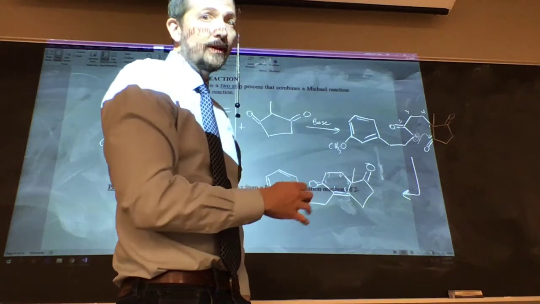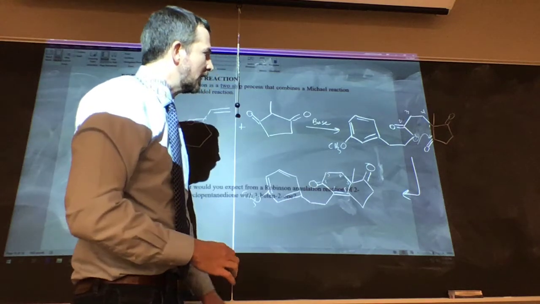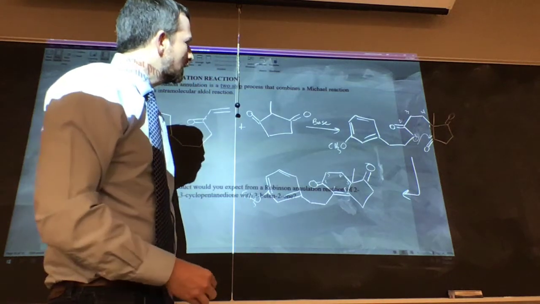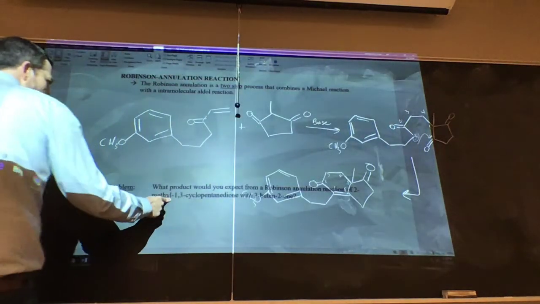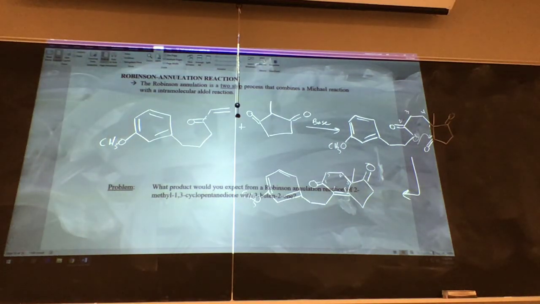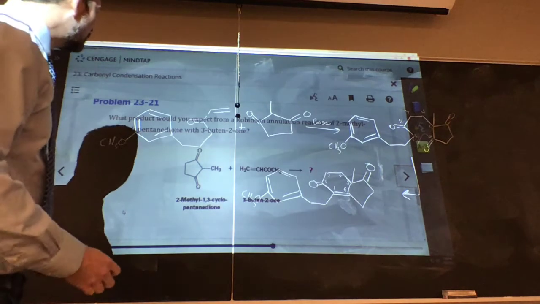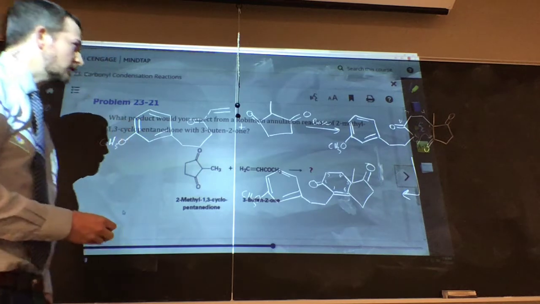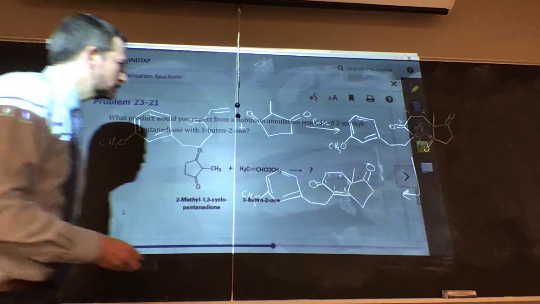So let's look at some of the examples in the book that are not quite that complicated, because I won't have all this other stuff attached to it, and we'll break it down a little simpler then. So what I'm going to do is work this one, but it's also one of the problems in your book. It says, what product would you expect from Robinson annulation reaction of 2-methyl-1,3-cyclopentanedione with 3-penten-2-one?